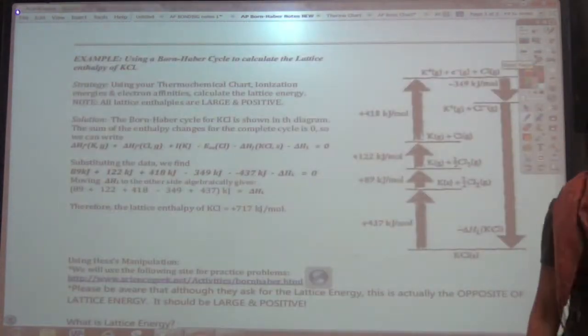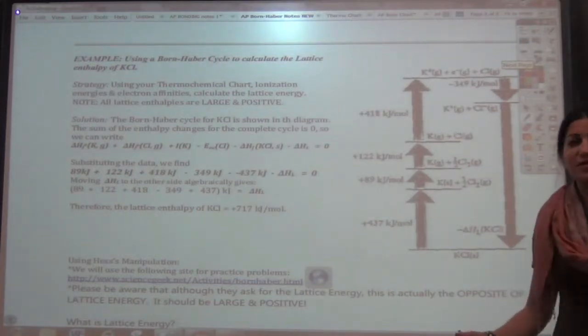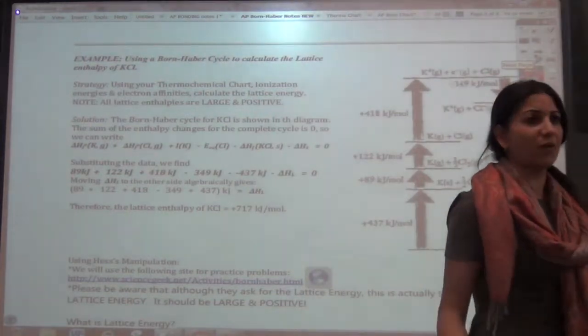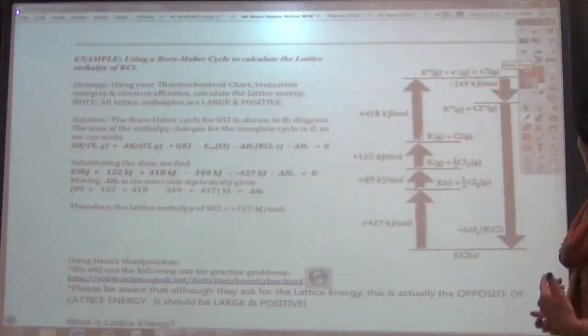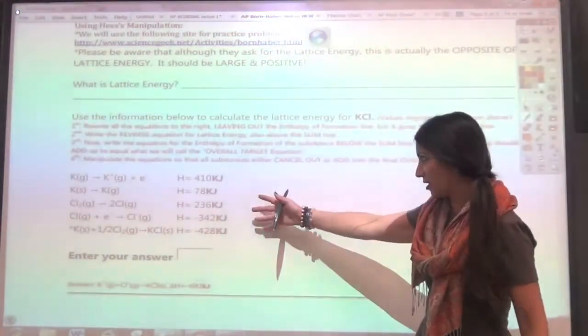Okay, so let's flip. What are we going to be doing? So this shows an example of one. This shows a sample one. This is not how a problem is going to be set for you, okay? Typically, the way that a problem is going to be set is similar to the bottom of the page. So let's take a look at this real quick.